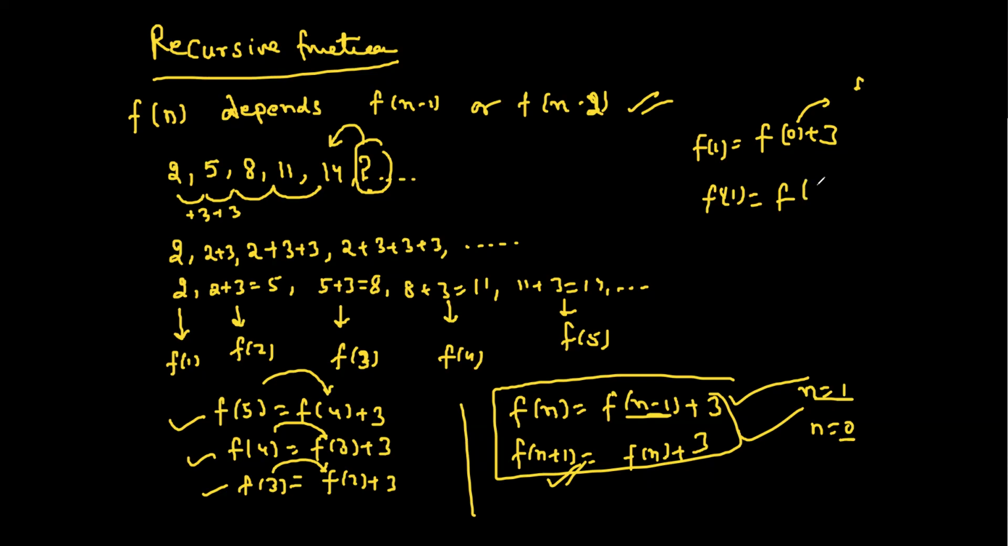Now I started. So this will be what? f of 0 plus 3. Understood? So what is a recursive function? The current value of the function depends on its previous value, right? Yes. For example, one more example I should show you.